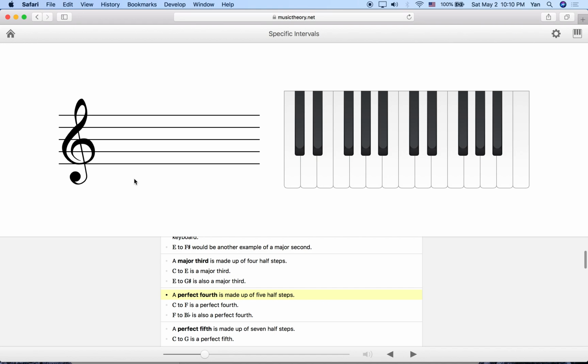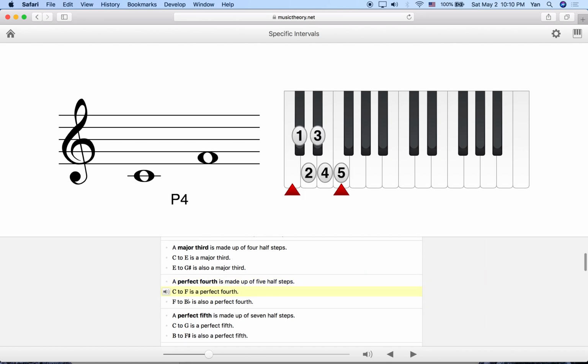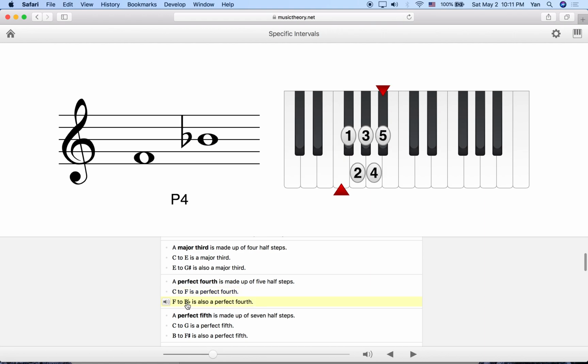But let's talk about the perfect fourth now. The perfect fourth is 5 half steps. The first example is C to F natural. C natural to F natural is a perfect fourth. It's a fourth because we go line, space, line, space. That's a fourth, and it's also 5 half steps. So let's listen to that. Okay? Another perfect fourth is F natural to B flat. All right?